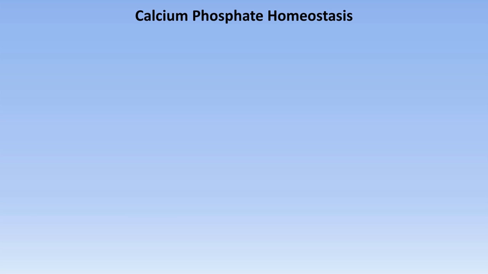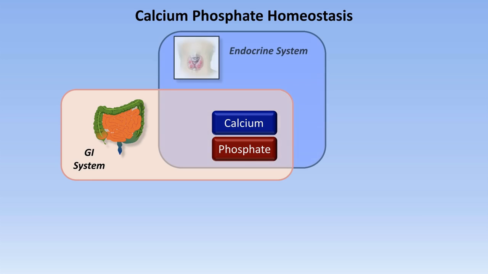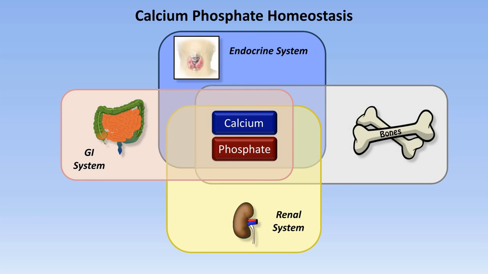Understanding the regulation of calcium and phosphate in the human body is a fascinating exercise in synthesizing knowledge from various domains in both physiology and biochemistry. Calcium and phosphate balance exists at the intersection of four separate yet intertwined physiologic systems: the gastrointestinal system, the endocrine system, the renal system, and our musculoskeletal system, or our bones. Calcium and phosphate enter the system through the GI tract. Some is lost in the feces, while some is absorbed into the bloodstream.